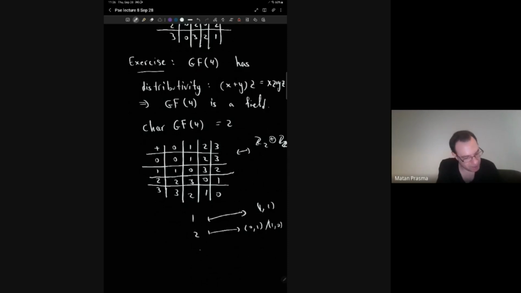Okay, and 3 would correspond to the opposite, so either to 1, 0 or 0, 1. And indeed, if you do 1, 1 plus 1, 1, you get 0, 0 in declining it. But alternatively, you could just say the addition table is simply defined as this, and from the addition table you see immediately that 1 plus 1 is 0, so the characteristic is 2.